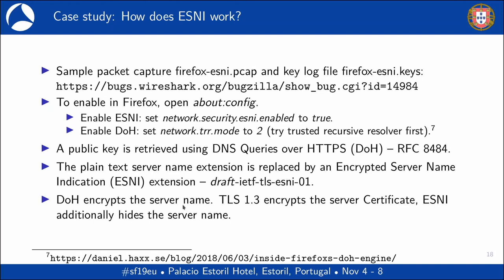And TLS 1.3 indeed encrypts the server certificate, so you also cannot learn the server name in that way. And ESNI indeed hides it from TLS. So that way, if you follow the TCP stream or just look at the trace, you won't be able to tell the server name that was connected to, except for maybe guessing from information like the IP address.